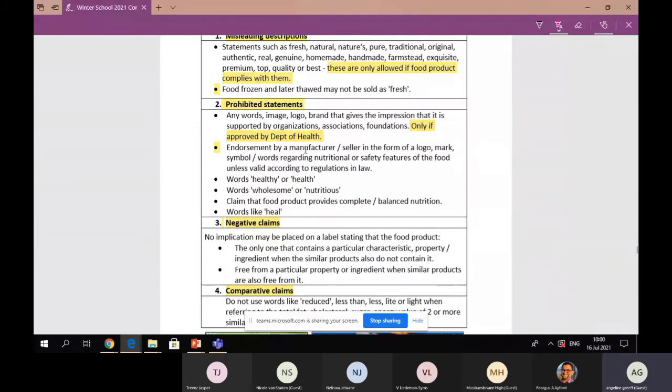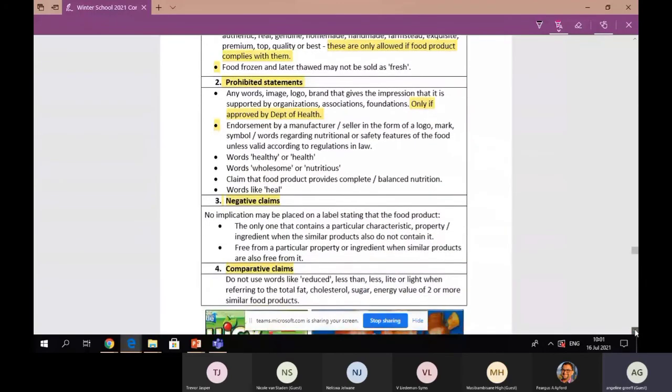And then words, endorsements by the manufacturer or in the form of a logo regarding nutritional safety features of the food, unless it's valid according to regulations in law. So you just need to be aware of all of this, right? Words like healthy or health, wholesome, nutritious, okay? As we said, it can only be used if it complies.